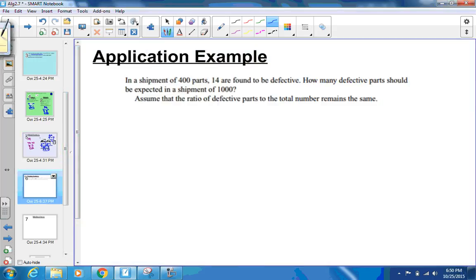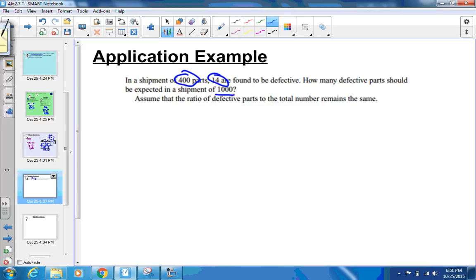This one is a word problem, a very common type of word problem that you can use proportions for. So remember, with proportions, you want to look for things that would be equal and then having the same types of things on both the top and the bottom of the ratio. So this says, in a shipment of 400 parts, so remember 400 parts, I'll circle that because that's a good number, 14 are defective. How many defective parts should be expected in a shipment of 1,000?